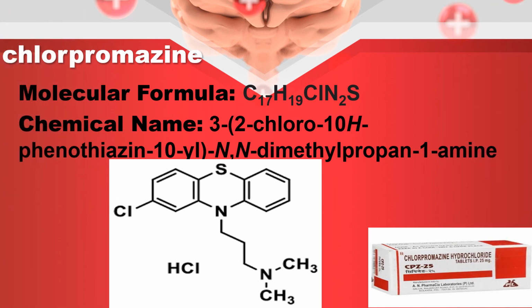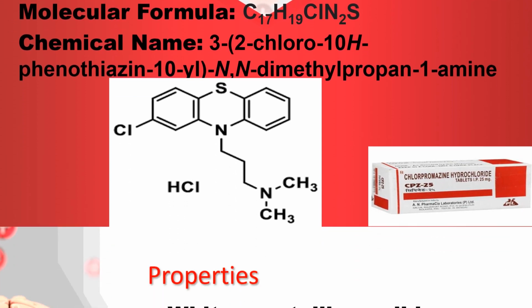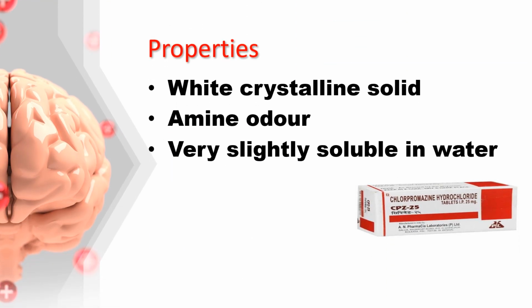Chlorpromazine. The molecular formula is C17H19ClN2S. The chemical name is 3-(2-chloro-10H-phenothiazin-10-yl)-N,N-dimethylpropan-1-amine. The structure of chlorpromazine. Properties of chlorpromazine. It's a white crystalline solid which possesses an amine odor. It is very slightly soluble in water.